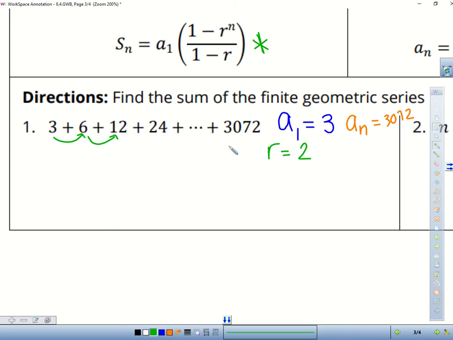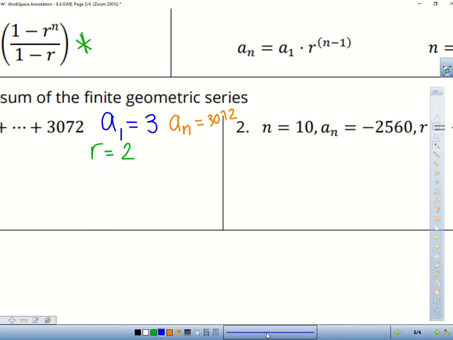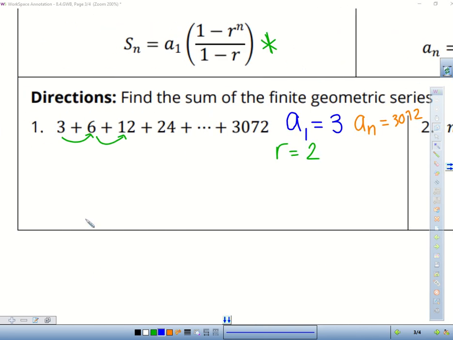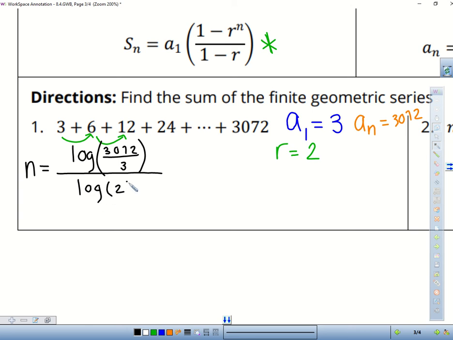Okay? So if you look at the sum formula, we have almost enough information, but what variable are we missing? n. We don't know n, so we have to find n by using the formula that helps you solve for n, this formula right here. So we're going to plug into this formula to figure out what n is. So n is equal to log of your last term divided by your first term, over log of r, plus 1.